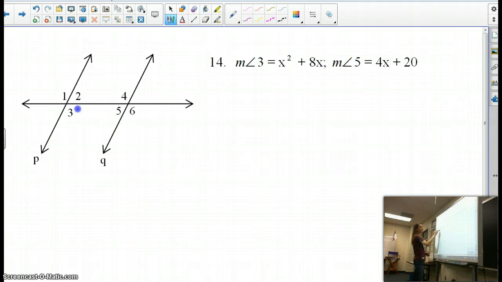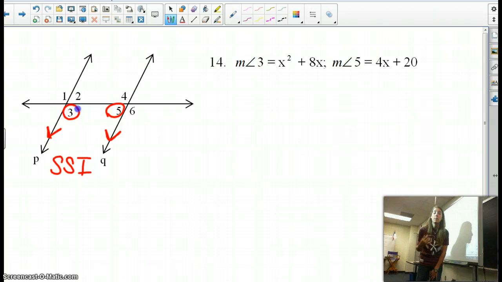We're dealing with angle 3 and angle 5. We know if we want to force p to be parallel to q, then we would want those angles to be supplementary. The reason is that 3 and 5 are called same side interior angles. Since it starts with an S, they need to be supplementary for those lines to be parallel.